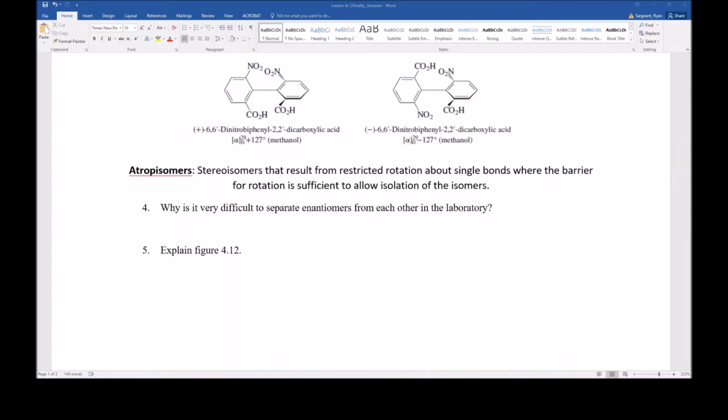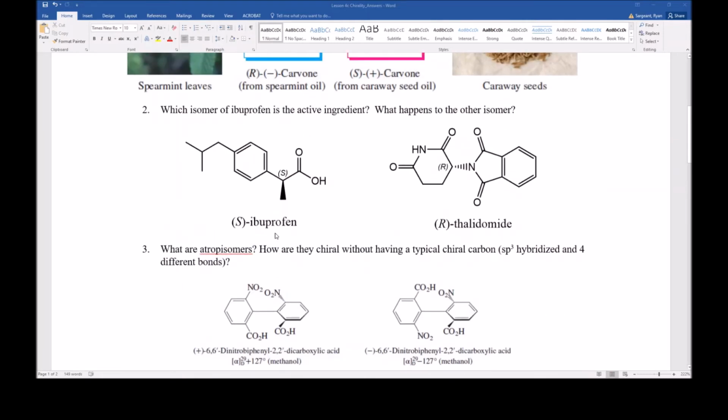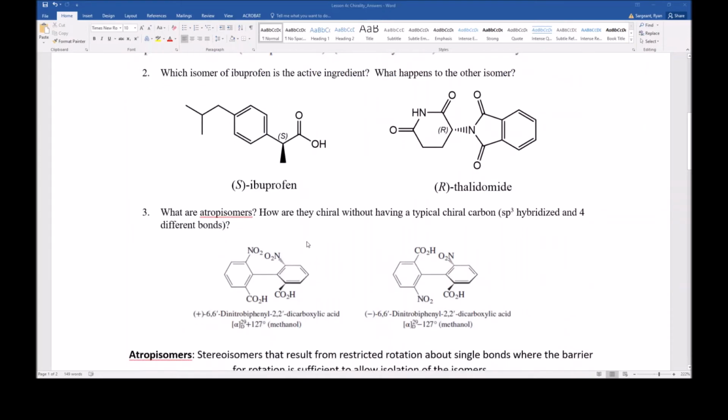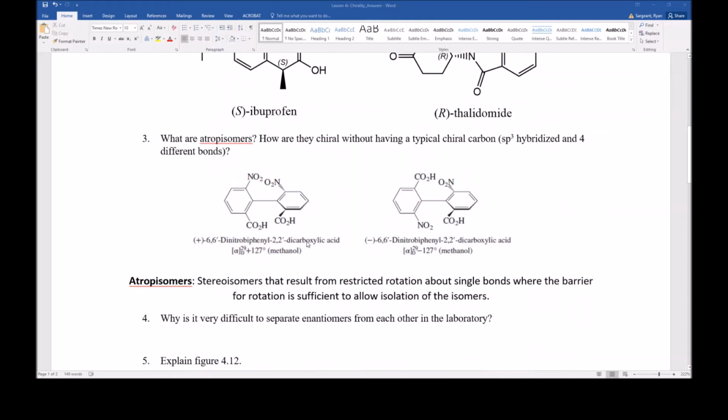Why is it very difficult to separate enantiomers from each other in the laboratory? And I've mentioned that a couple times, that it's really hard. Not only is it hard to synthesize a compound with only one of the enantiomers. So it's really difficult to make S-ibuprofen without having any R-ibuprofen polluting your product. And if you do have any R-ibuprofen in there, it's really hard to separate them.